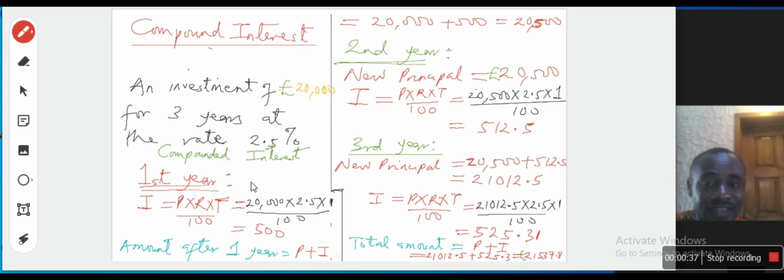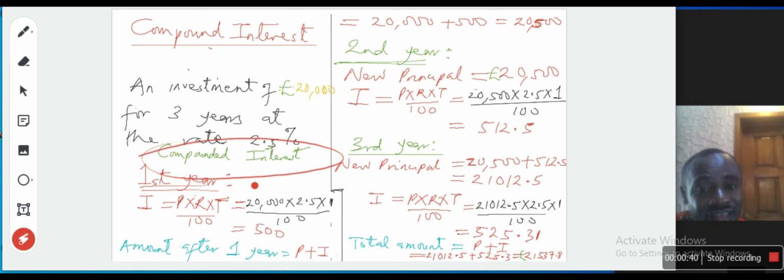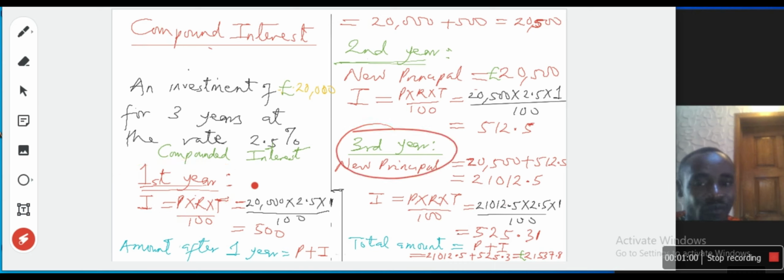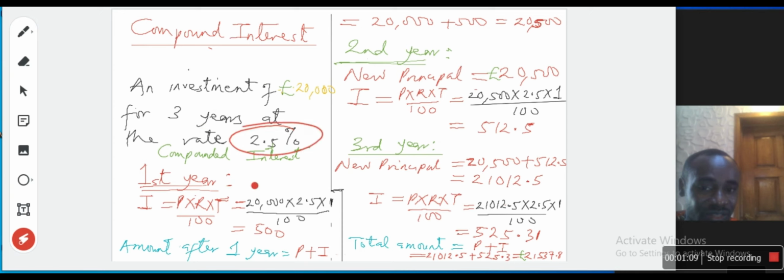Like I said, compound interest is the interest compounded every year. Unlike simple interest, where we look at the end of the 3 years and then calculate it based on the rate, for compound interest we look at it every year for the number of years given. Now this investment is for 20,000, and it's going to run for 3 years at this rate, 2.5%.